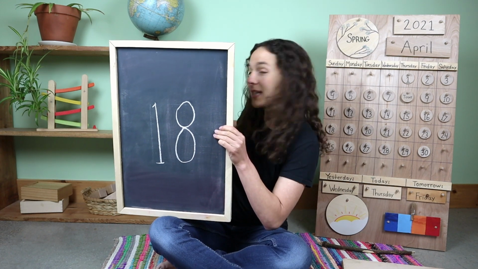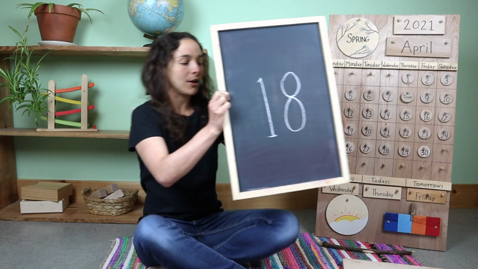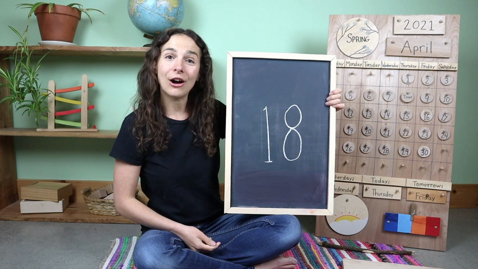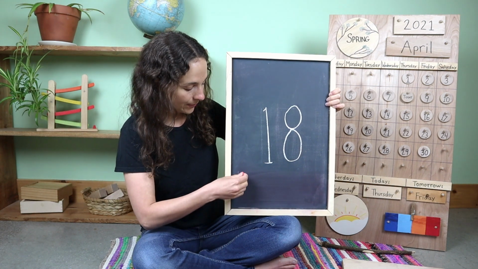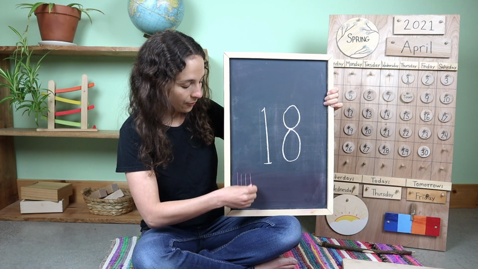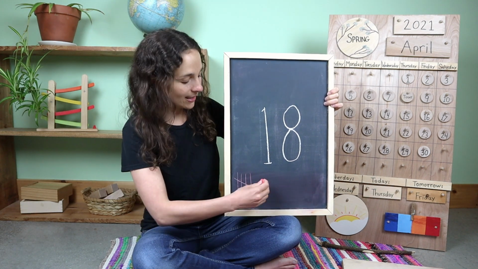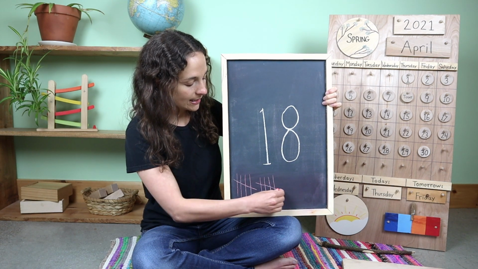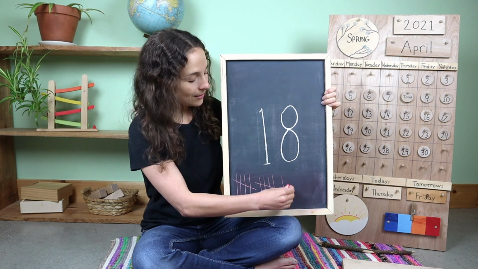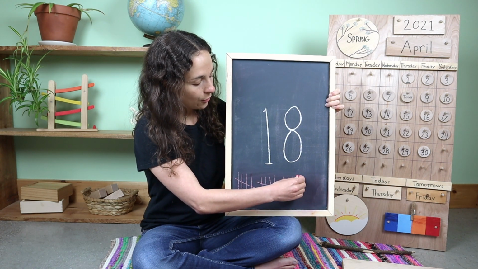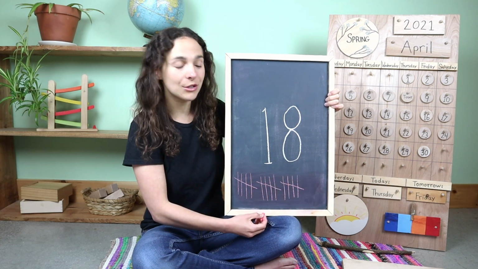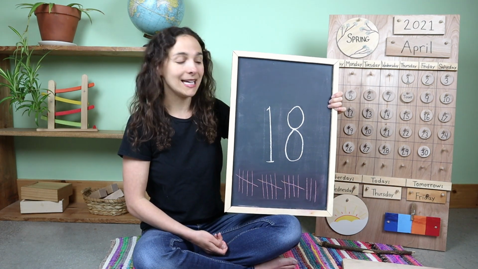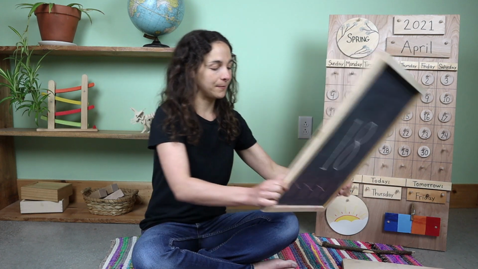Now it's time to count 18 tally marks together. I'll draw them on the bottom of the chalkboard and we can count together. Are you ready? 1, 2, 3, 4, 5 goes across, 6, 7, 8, 9, 10 goes across, 11, 12, 13, 14, 15 goes across, 16, 17, and one more makes 18. 18 tally marks.